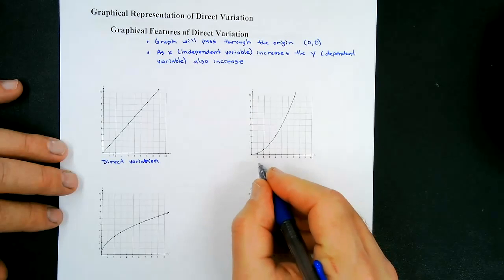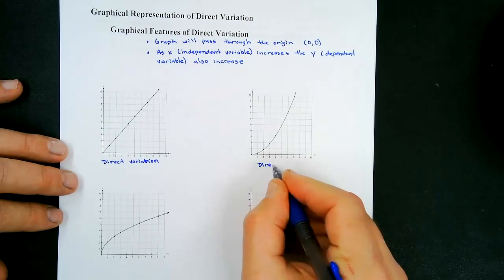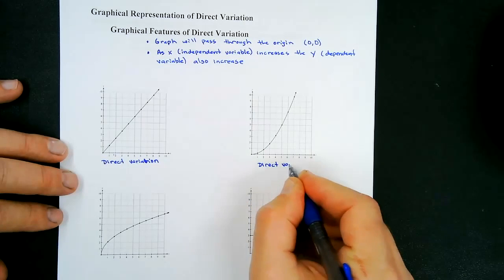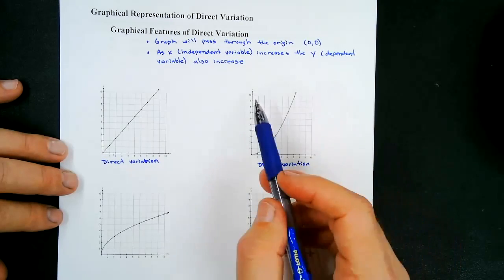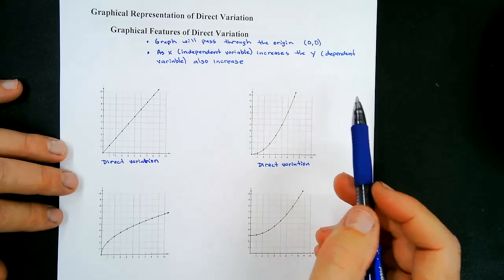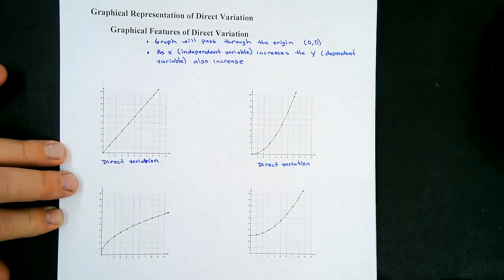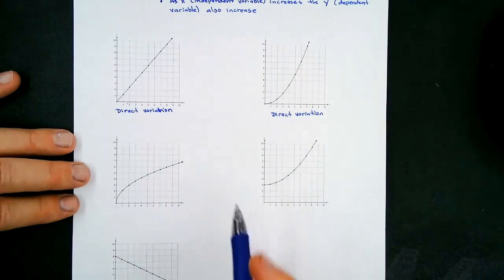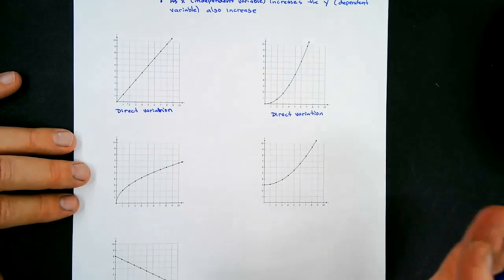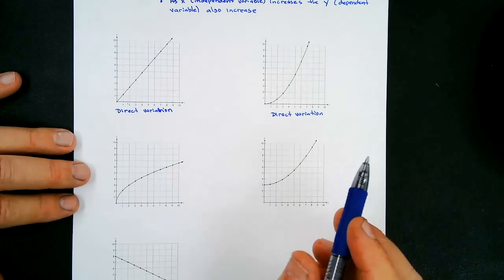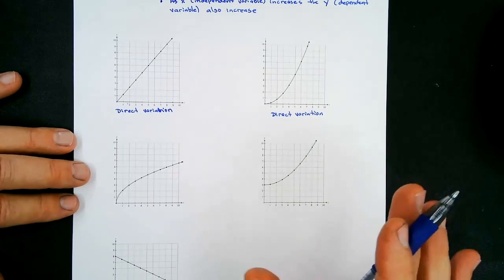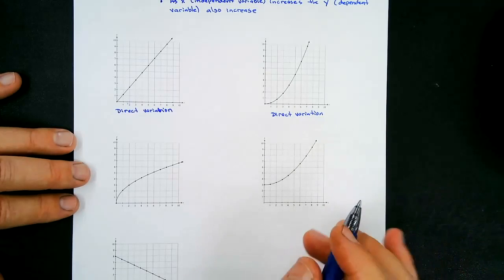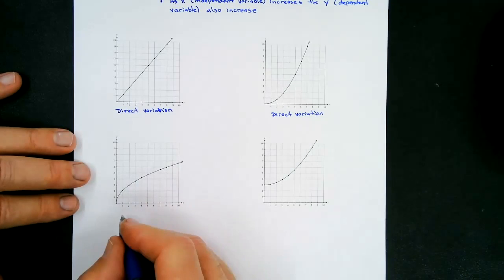Okay, this one right here, it's also as x increases, y increases, and it also goes through the origin. So this is also direct variation because it goes to the origin, and as x increases, y also increases. Okay, same thing with this one. Okay, and if you know your parent graphs, then some of these make sense. Some, not all, but some of the parent graphs are direct variation, okay? So this one right here is direct variation because it's increasing.